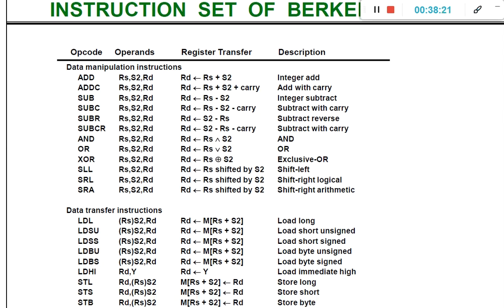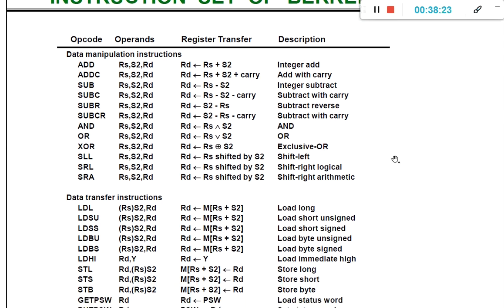So coming to the instruction set of Berkeley RISC-V, you can see a total of 31 instructions. We have discussed that 31 instructions will be there. So coming to the data manipulation instructions, the add operation is performed with three registers, RS, S2 and RD. RD means destination register. Destination register is assigned source register plus S2.